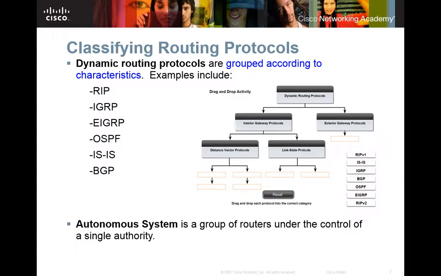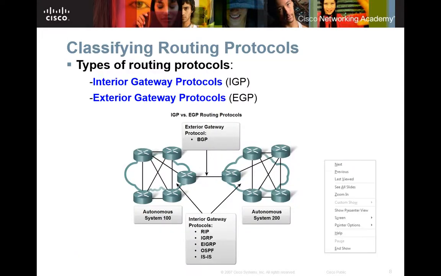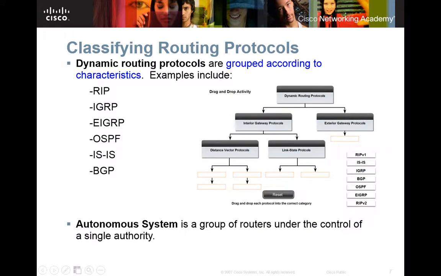What are some dynamic protocols that we're going to talk about? We have 2 different types of protocols: interior gateway and exterior gateway. And inside of interior, we have link state and distance vector. Y'all see this drag and drop activity? That's what you can expect on a Cisco test. You'll need to know what characteristics are what.